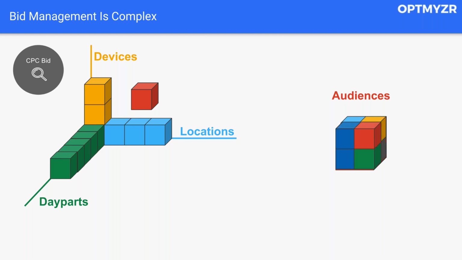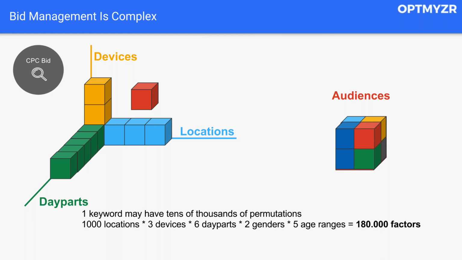If you take that as an example, where we used to have one bid for a keyword, now we can have tens of thousands of permutations of that bid. We could be targeting 1,000 locations across 3 devices with 6 different day parts. That literally means that one keyword can now have 180,000 different bids against it, depending on exactly what the situation is. Nobody here has just one keyword in their account, by the way, right? So this very quickly gets out of control.